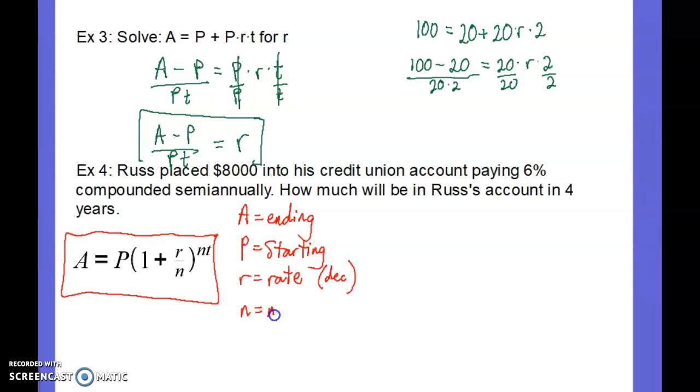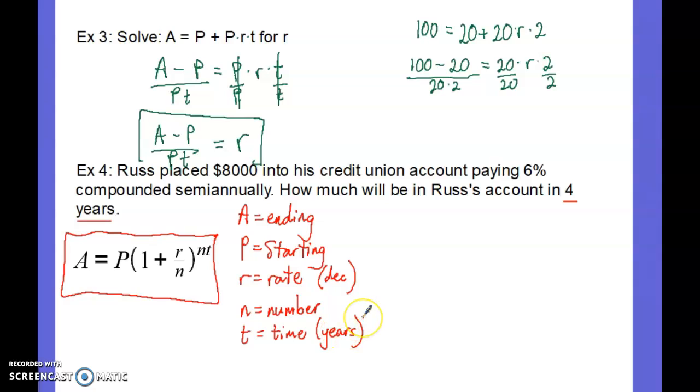N is the number of compoundings. We'll get to that in a second. T is time, typically in years. But you have to pay attention to the directions. So I always stump students because I might, I don't think I'll do this to you, but I might say in 6 months. Well, 6 months is half a year if I had a problem like this.